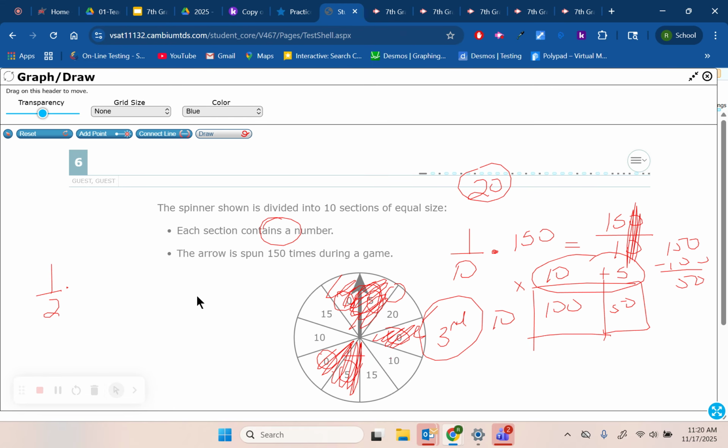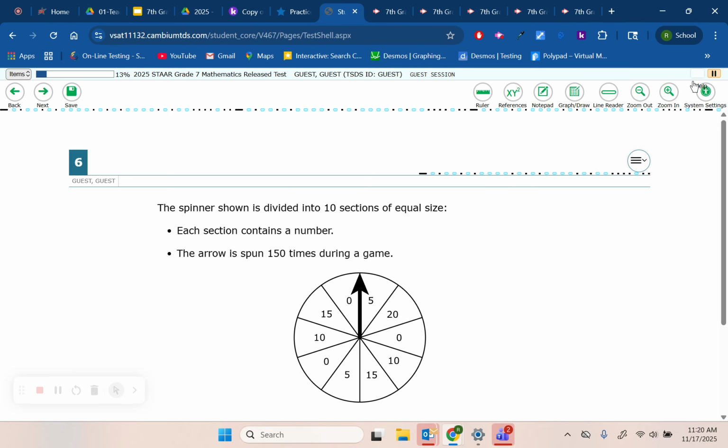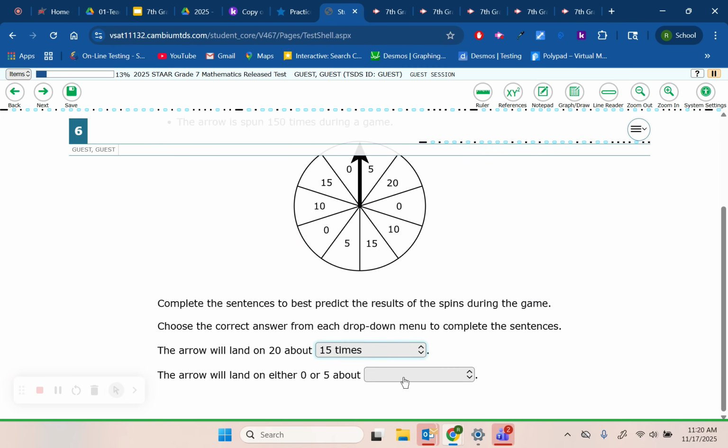I know it's half. So the hard part about this is, again, language. What is half of 150? And that one you should be able to tell me. It's 75. If you can't, then divide it, right? Most 7th graders can tell me what half of 150 is, and that's what you're looking for.